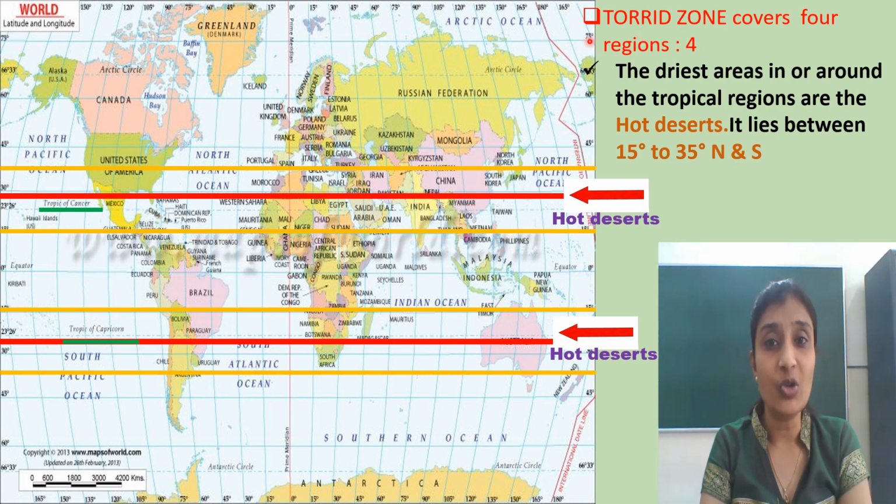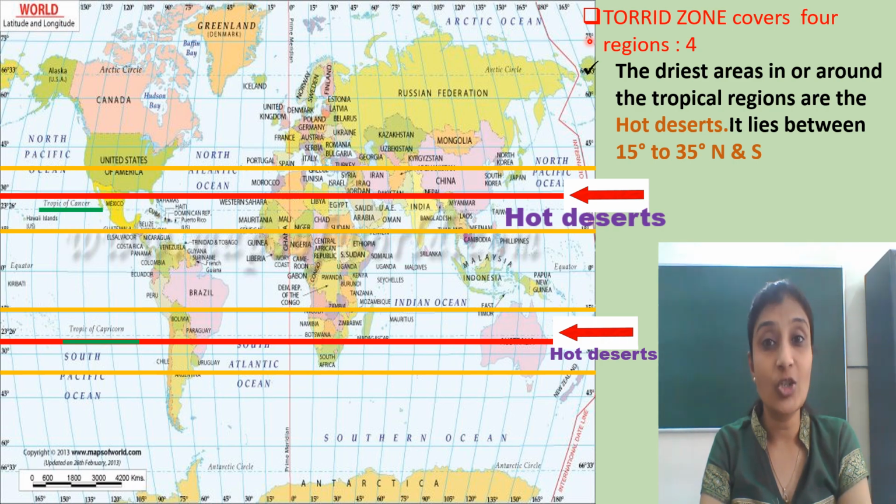Can you name some dry areas, children? The desert areas like the Sahara Desert, the Australian Desert, the Arabian Desert, the Mexican Desert and the Sonoran Desert.